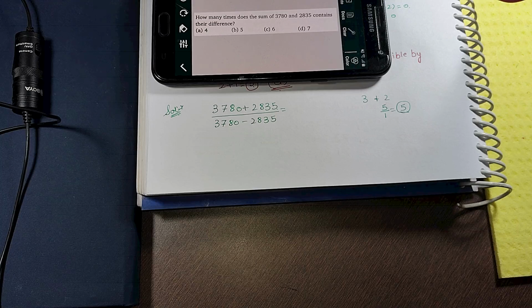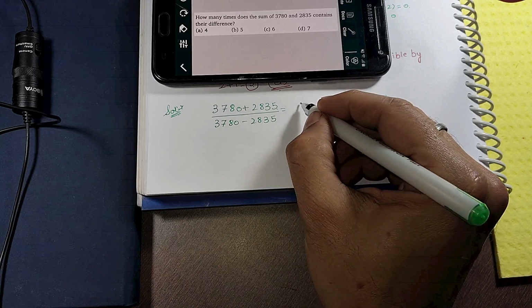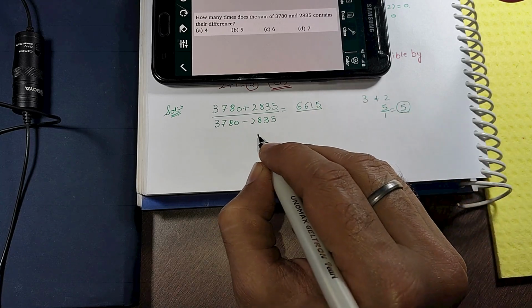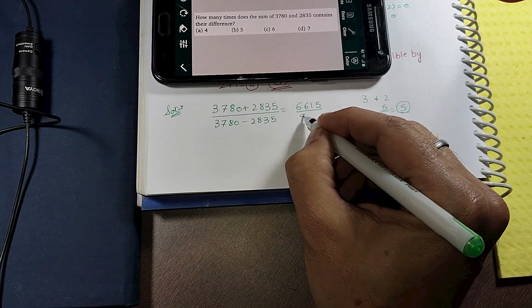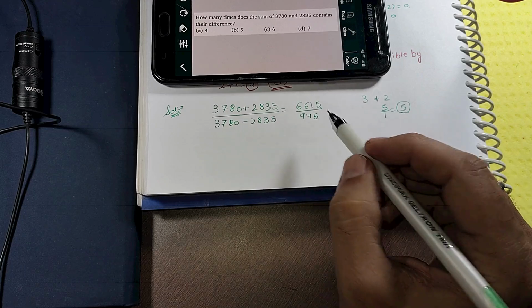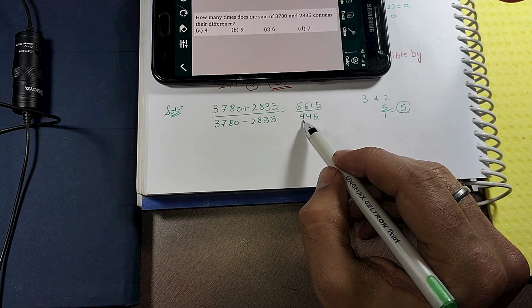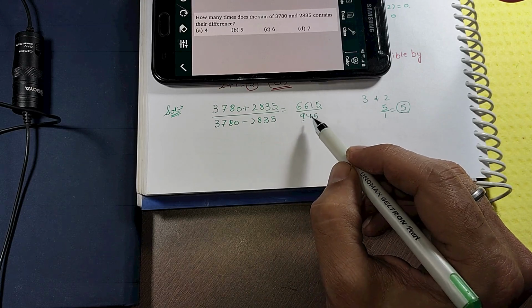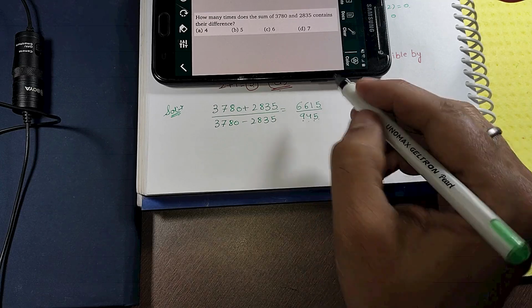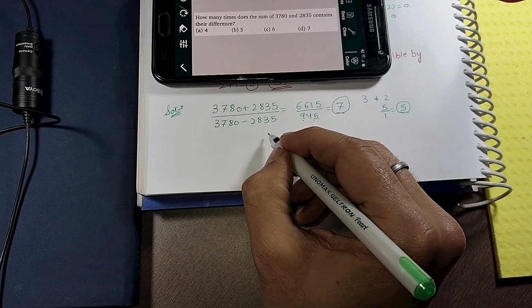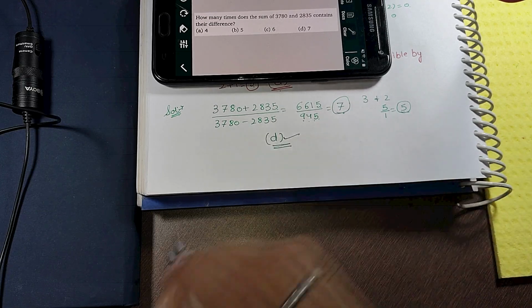Now when we add this, it comes out to be 6615, and when we subtract this, it comes out to be 945. With the way of approximation also, you can see that 9 7s are 56 and then 45. So when you divide this, it comes out to be 7. So the right option will be option number D.